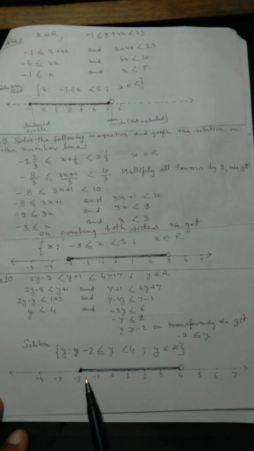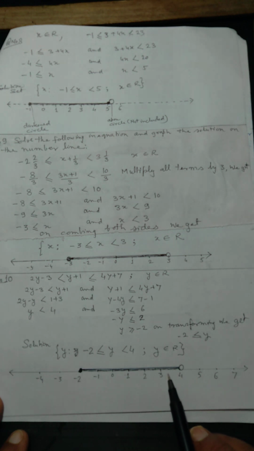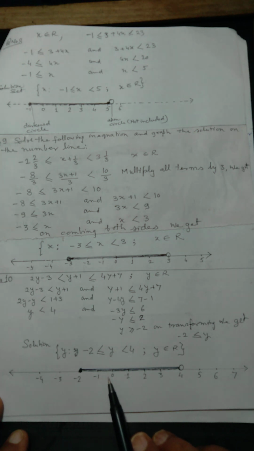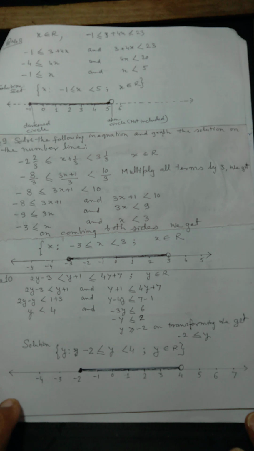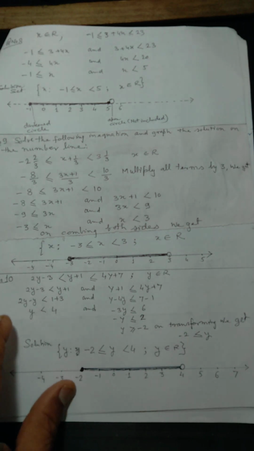So on the number line you see minus 2 and this is 4. Minus 2 will be darkened as well as the line up to 4, not including 4, meaning up to 4. So the complete line has been darkened because this is the solution set graph. Now proceed to question number 11.